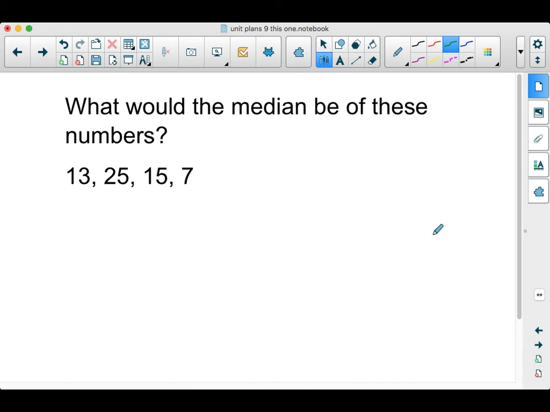Now, those other examples were easier because there was an odd number of data points. This one's a little bit trickier, but we still start the same way. We order them. So 7, 13, 15, 25. Now, if we were to try to find the middle number, those are the outsides. The 2 middle numbers are 13 and 15. Well, there can't be 2 medians of a set of data. So what you have to do is if there's an even number of data points, you have to find the average or the mean of the middle 2 numbers.